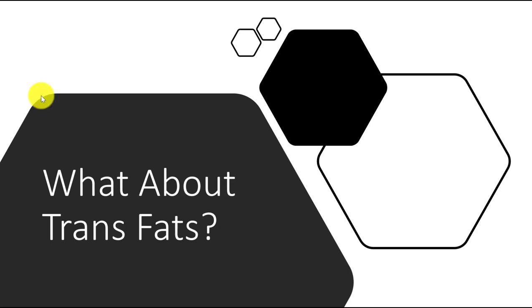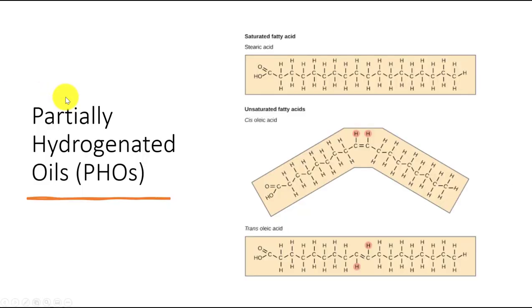In this video, we will address the topic of trans fats. Trans fats are generated from partially hydrogenated oils, or PHOs. We know that saturated fats are solid at room temperature, which doesn't make for a very good spreadable product. But unsaturated fats are liquid at room temperature. Who wants to spread an oil consistency on bread?